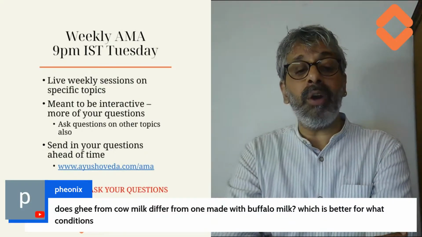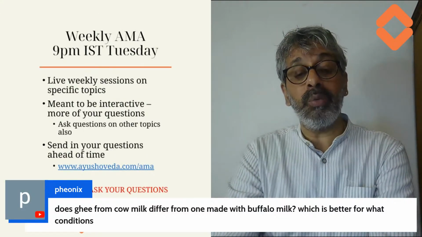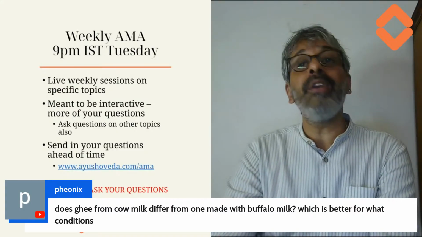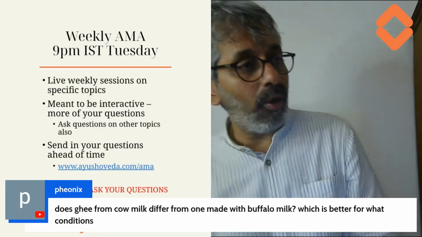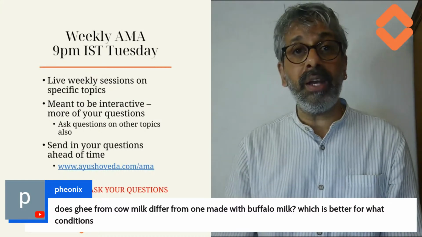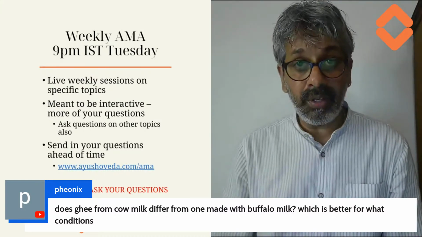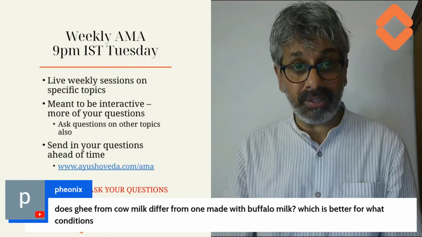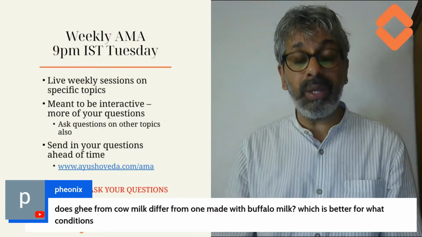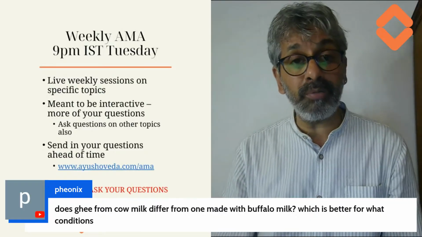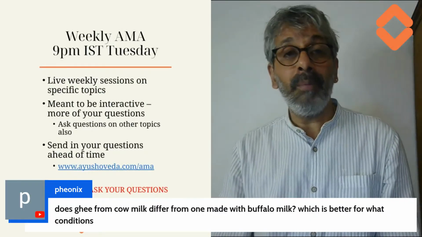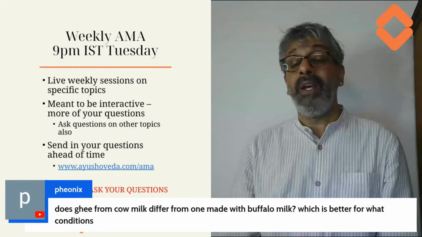Does ghee from cow milk differ from one made with buffalo's milk? Which is better for what conditions? See, Phoenix, as we said, the qualities of the oil or the ghee depend on the source from which it is taken. So cow is basically considered to be a sattvic animal. So the ghee or the milk which comes from a cow is generally sattvic. But when you take it from a buffalo, it is not sattvic.